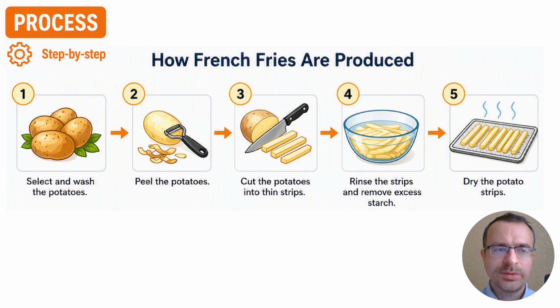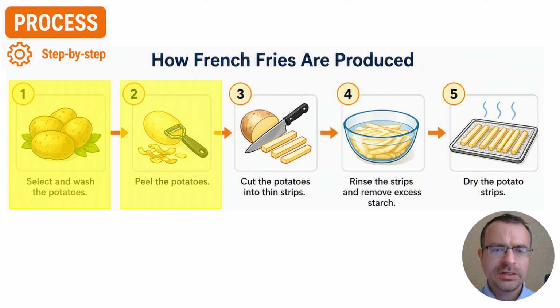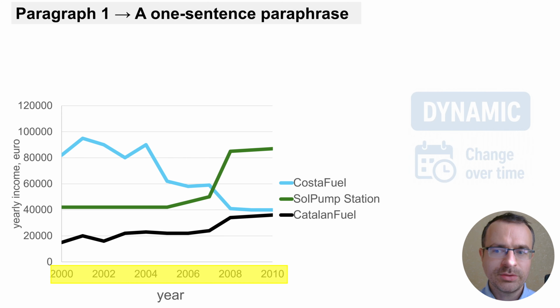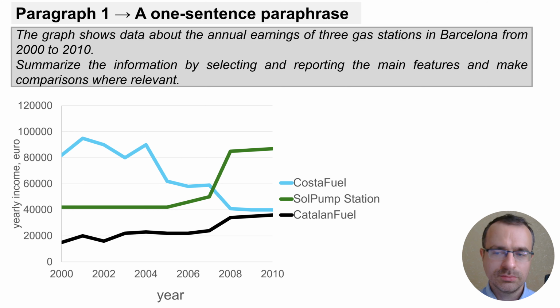For the diagram, here we have the step-by-step development. In this diagram, it's about how French fries are produced. And here we have step-by-step idea. So right now we're going to write one sentence introduction or one sentence paraphrase for this chart. First of all, we need to identify what is it. Here we have the continuous x-axis, so probably it's dynamic chart. Exactly. And for this one, we're gonna read the prompt or the task.